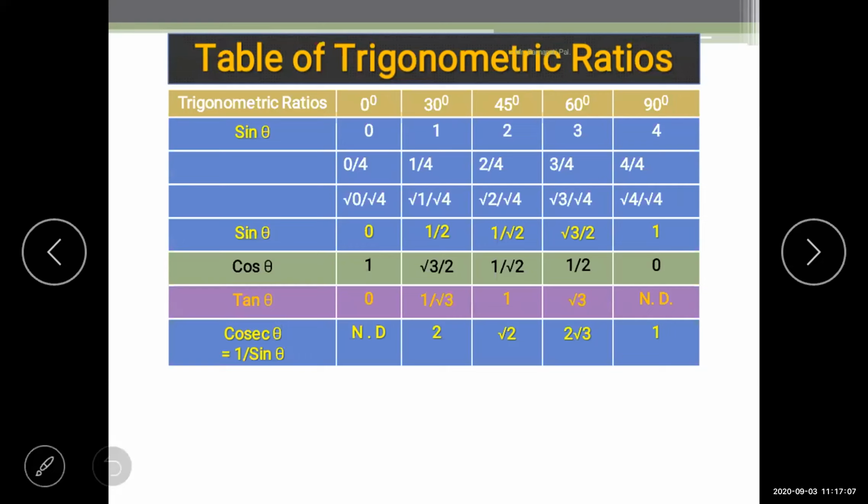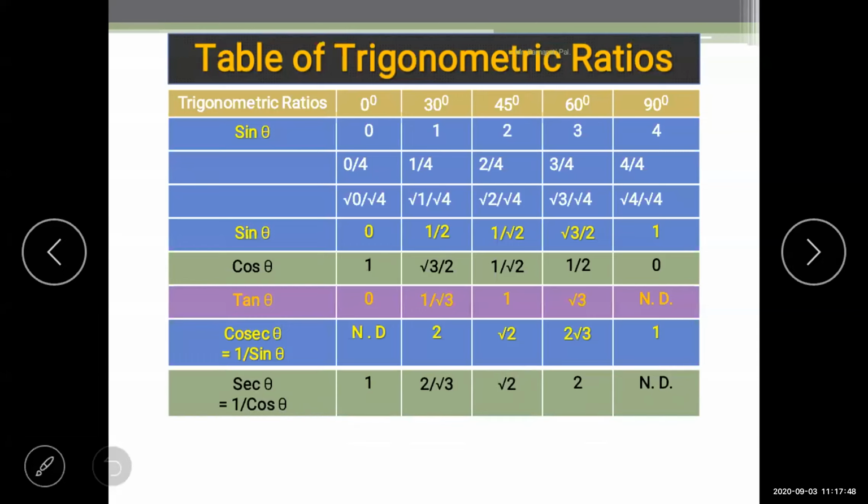Next, 1 upon sine 45 is 1 upon root 2, then cosec 45 will be root 2. Yes, sine 60 degrees is root 3 upon 2, then cosec 60 degrees, yes, 2 upon root 3. Correct? Now sine 90 degrees is 1, then cosec 90 is also 1. Very good.